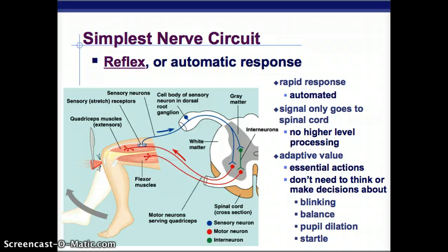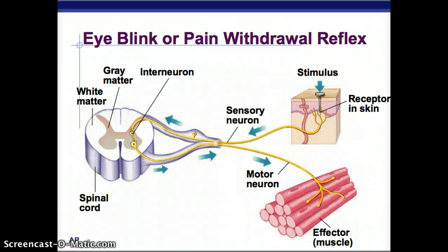Things like blinking, keeping your balance, your pupils dilating when you go outside or walk inside, or when you're startled. So here's an eye blink or a pain withdrawal reflex. You've got the stimulus. This is a tack. You step on something sharp. Receptor in the skin goes, ouch, that hurts. It says, hey, something just poked me. So it goes through the sensory neuron, through the interneuron.